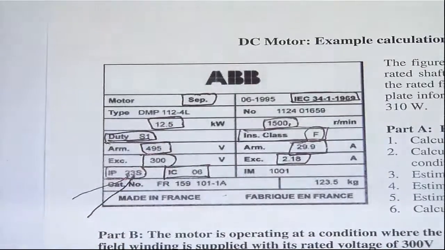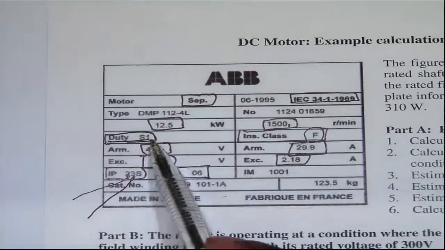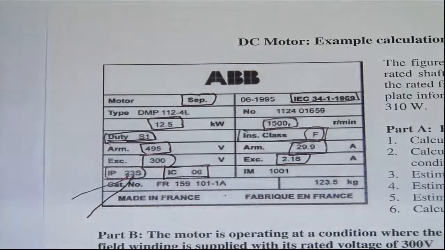Duty S1 means there are different classes of duty. So S1, 2, 3, 4, 5, 6. The first one is like continuous duty. You can operate it continuously forever. It doesn't matter, it's rated for continuous duty operation. So S2 means you are not allowed to operate it continuously.